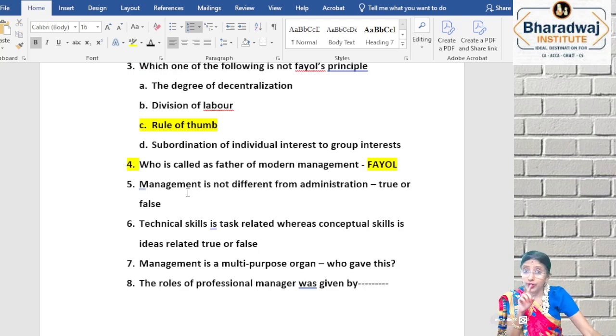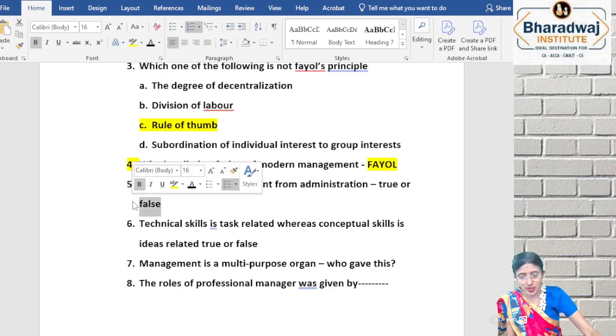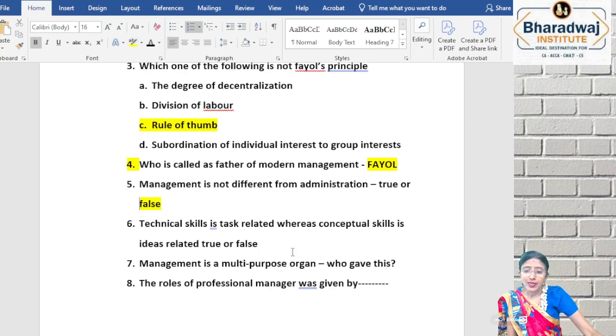Management is not different from administration. False, because it is different. Technical skill is task related, whereas conceptual skill is ideas related. True, very good. And human relation skill is people related. One more thing is there, the third column.